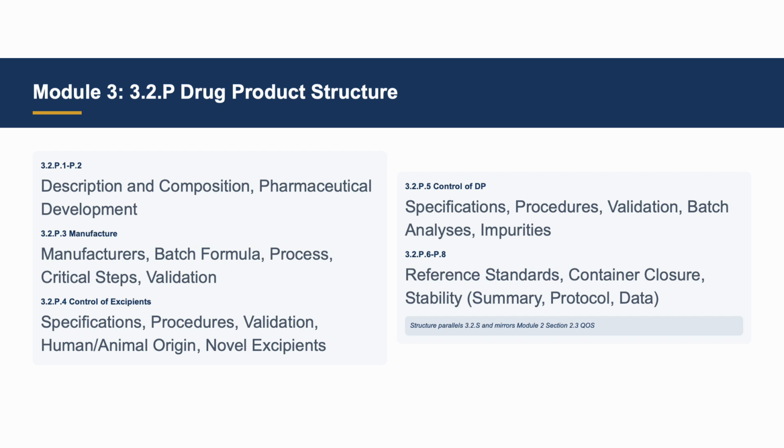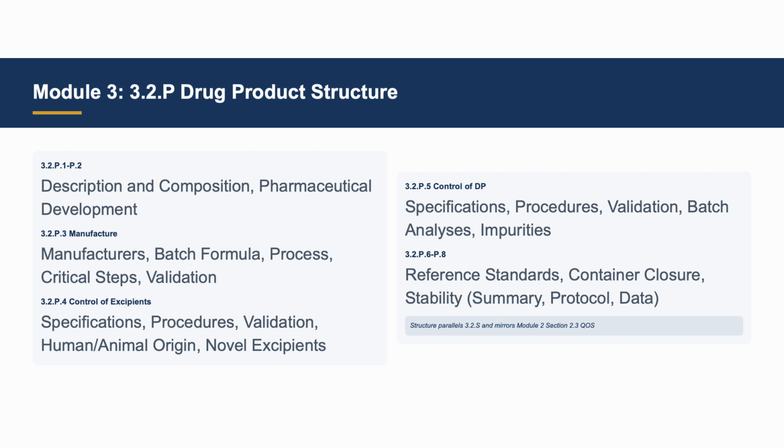Section 3.2.P.1 provides description and composition of the drug product, including a complete list of all components and their functions in the formulation. Section 3.2.P.2 covers pharmaceutical development, documenting how and why the formulation and manufacturing process were developed. This includes information on components, drug product formulation development, manufacturing process development, container closure system selection, microbiological attributes, and compatibility.